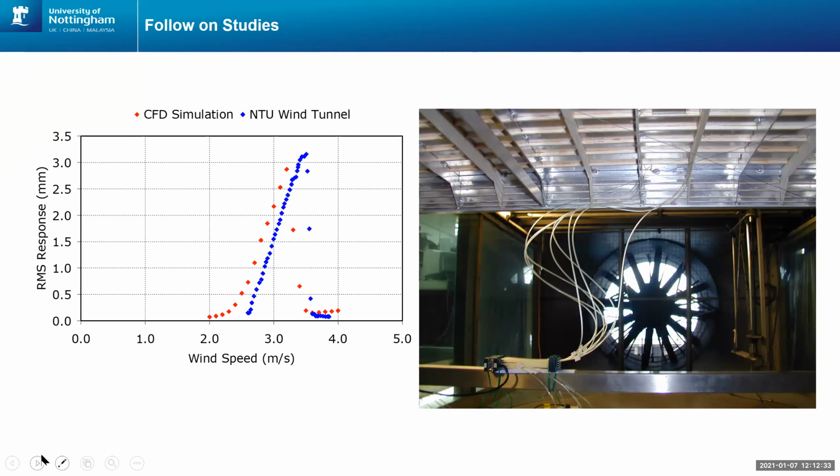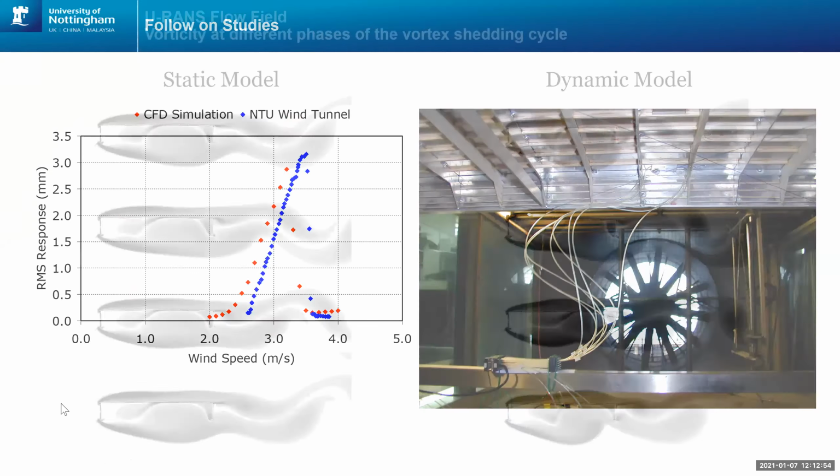Now, important for me was that we then went on to do some follow-on studies. We followed this up by using both CFD simulations and also wind tunnel testing. And we got very good agreement between the CFD simulation work we did and the wind tunnel tests we did over in Nanyang Technological University in Singapore.